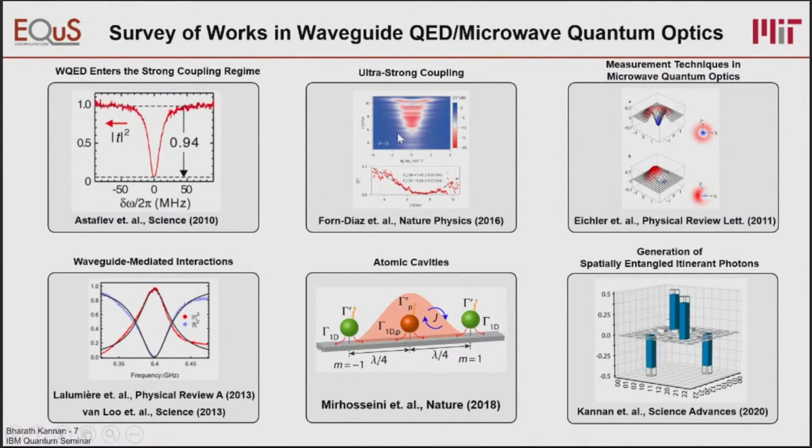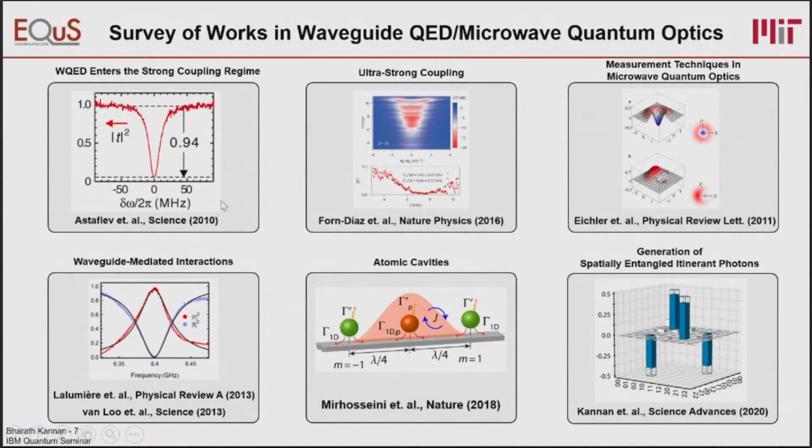And then people also went on to the ultra strong coupling regime, where the coupling strength is almost on the order of the qubit frequency. There was also some work on measurement techniques in microwave quantum optics. This is done by Christopher Eichler in the group of Andreas Wallraff. That was mostly work with just one qubit, but there's also been some literature on multi-qubit devices in waveguide QED. The first demonstration of these waveguide-mediated interactions was done again by the group of Andreas Wallraff back in 2013, a few years ago. And people have also started to take that further.